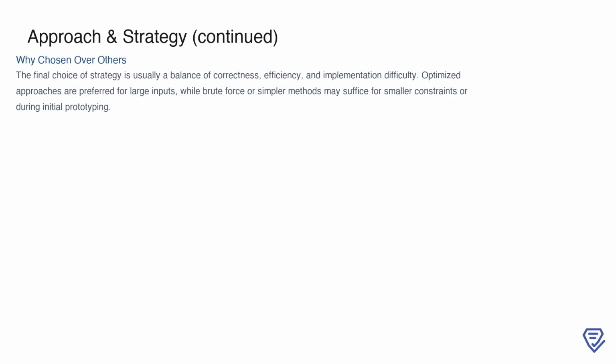The decision to choose one strategy over another typically balances correctness, efficiency, and implementation complexity. For problems with large inputs or strict performance requirements, optimized approaches are usually the best choice, as they offer scalability. Conversely, brute force or simpler strategies may be sufficient for smaller constraints, quick prototyping, or verifying the correctness of a solution. Ultimately, the chosen method should align with the problem's specific requirements, the constraints imposed, and your ability to implement the solution effectively.